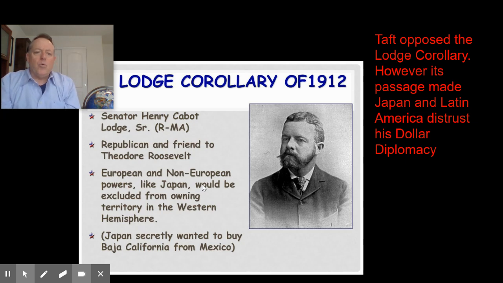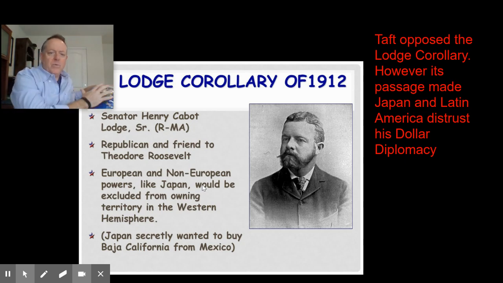All right, one thing that really threw off Taft's policies was the Lodge Corollary, which is very important. Henry Cabot Lodge will become one of the most powerful senators over the next 10 years. And early on, he was a friend of Roosevelt's, which probably had something to do with it. He basically passed a resolution in Congress called the Lodge Corollary to the Monroe Doctrine that said that not only European powers, which were already kind of part of the Monroe Doctrine, but non-European powers could not own territory in the Western Hemisphere. Again, this was our backyard, okay?